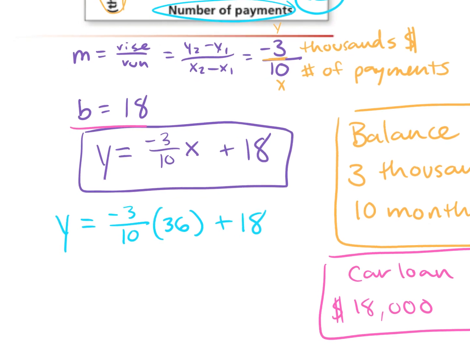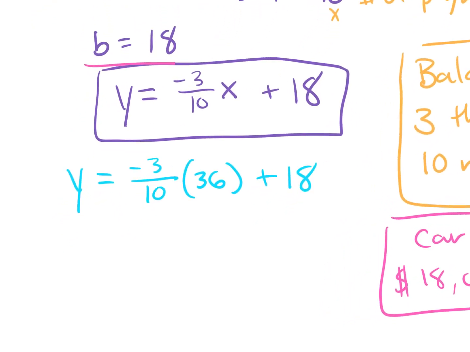What do I need to do first to solve for y? Perfect. So I'm going to multiply. So I'm going to make it 36 over 1. How do I multiply fractions? Straight across. Multiply the numerators, multiply the denominators. So negative 3 times 36 would be negative 108. And 10 times 1 is just 10.